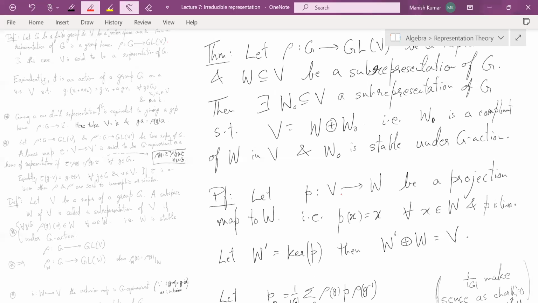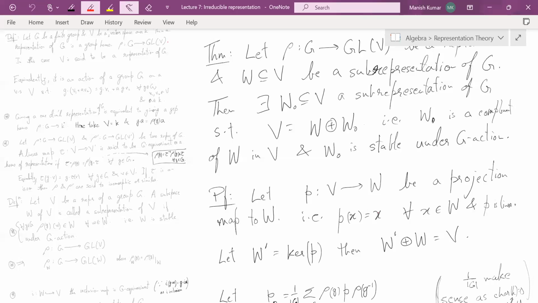So of course, this will have a kernel, because the image is all of W, since P is the identity on W. So the kernel will have dimension equal to the dimension of V minus the dimension of W. Let's call W prime the kernel of P. So we know that V is a direct sum of W prime plus W.